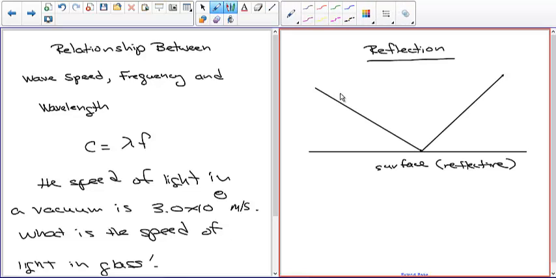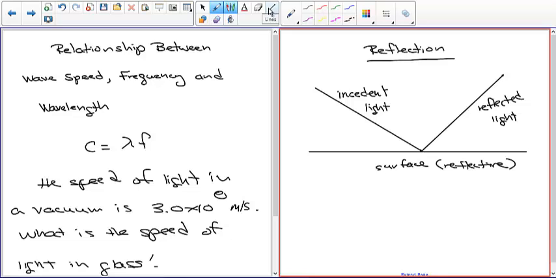So we call this incident light. That doesn't look right, but did I spell that right? Incident. I don't know if it's SCI or DCE. We'll find out in a minute. And this would be the reflected light.